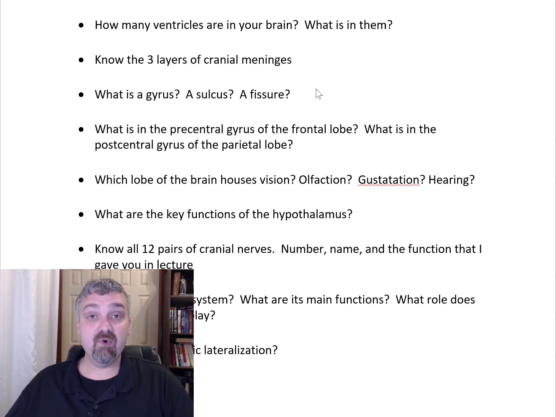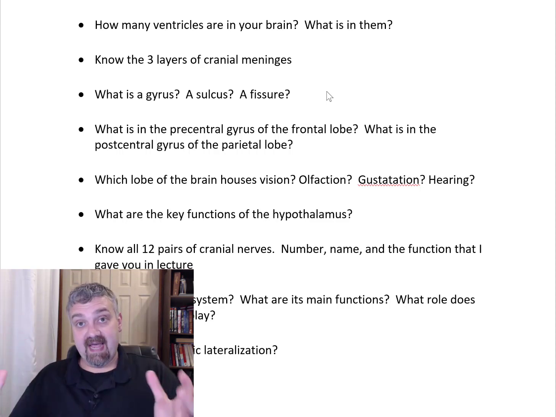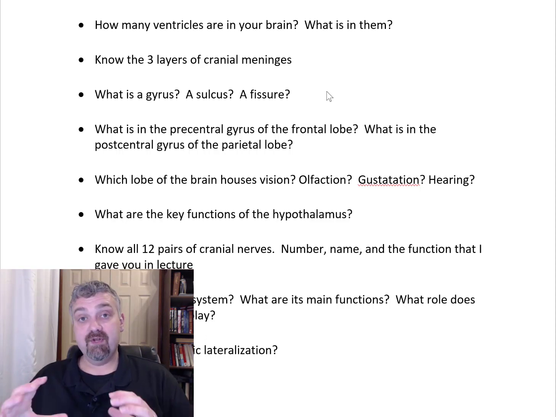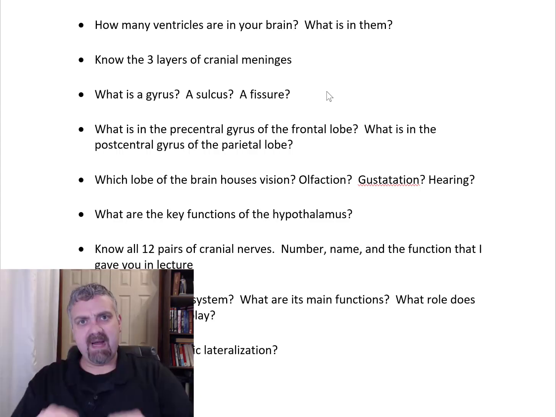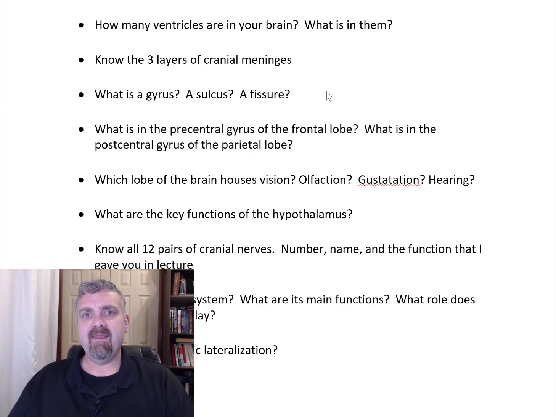All right, same with the next area. Know the 3 layers of the cranial meninges. So whether it's cranial or spinal meninges is just a matter of location. The outer layer, the thick, toughest outermost layer is called the dura mater. In the middle you have the arachnoid mater because it looks like a spider web, and then the delicate thin layer on the inside is called the pia mater. So let's connect these two. So the ventricles, cerebrospinal fluid, and your meninges. What do they do?